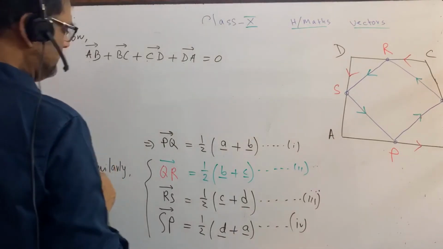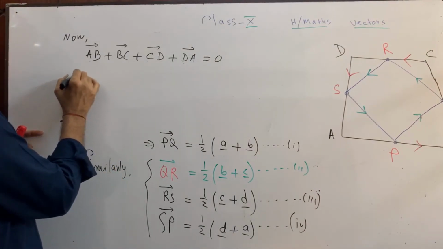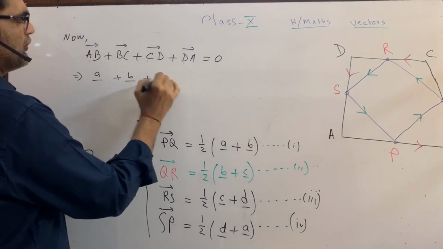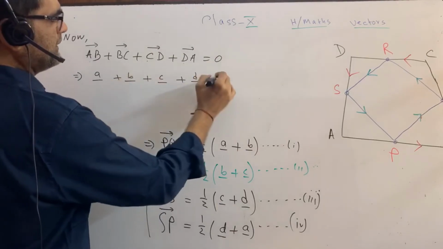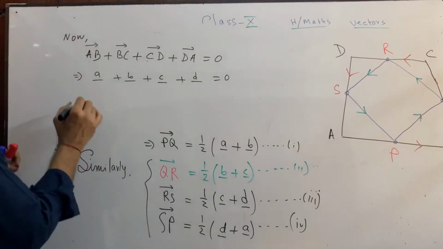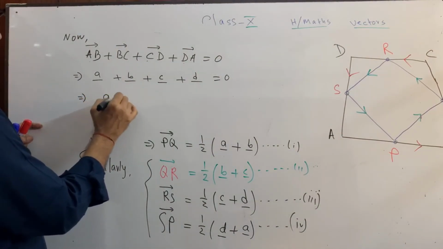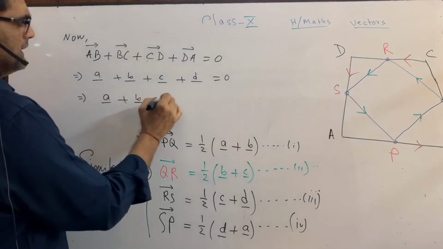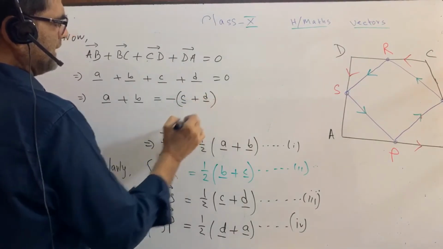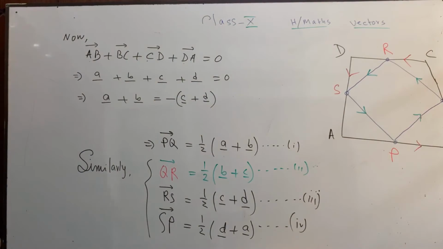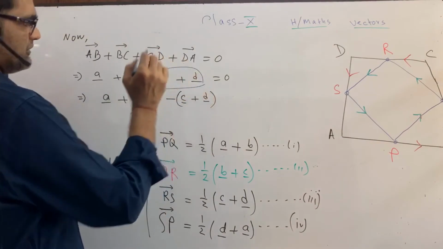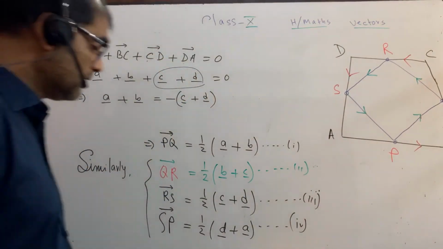Now we can write here AB, BC, CD, DA equals to 0. Again, we can write A plus B is equal to minus C plus D. Can you write? Yes, we can write. I have taken these two to the right hand side, and I have taken a minus common.